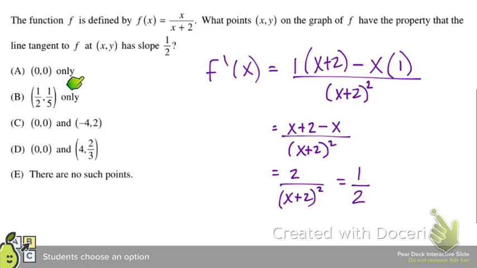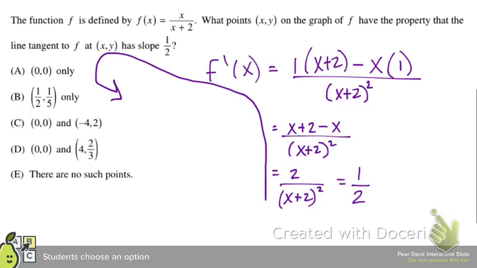You have the benefit that this is a multiple choice question, so you could just plug it in until you figured out which ones worked. But I'm going to solve it mathematically just so you can see that. So from here we have our proportion. 2 over (x plus 2) squared is equal to 1 over 2. You can solve the proportion by cross multiplication. So I'm going to multiply across 2 times 2 and 1 times (x plus 2) squared. I'll write my work over here.